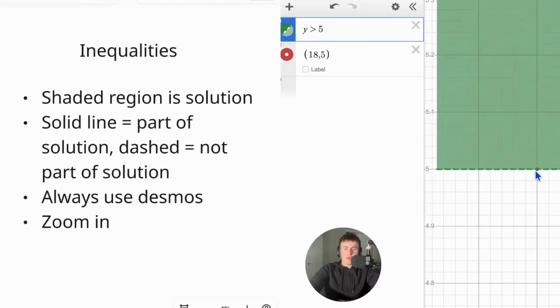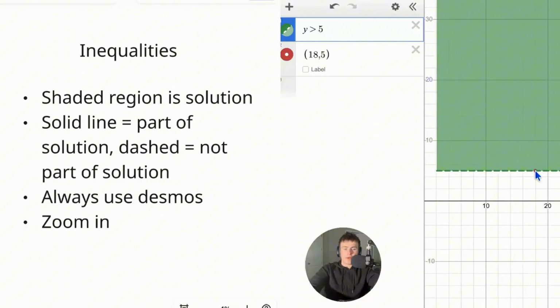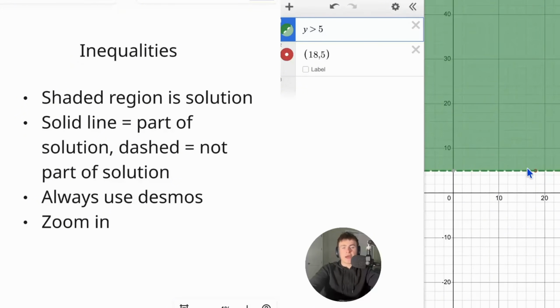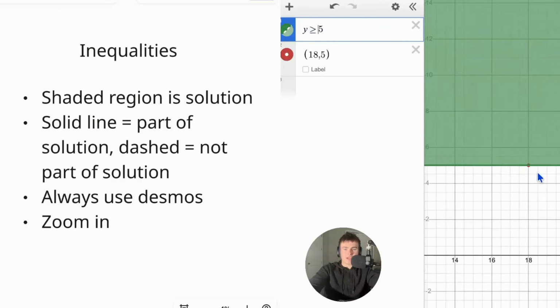I see people that just look at the point and see it's on the line and then they say it's the solution. But if it's on the dashed line, it doesn't count, right? It has to be inside of the field. Whereas if you have something like this, then it actually counts because it's on the shaded region. Because greater than or equal to includes the equal to, which is the line.